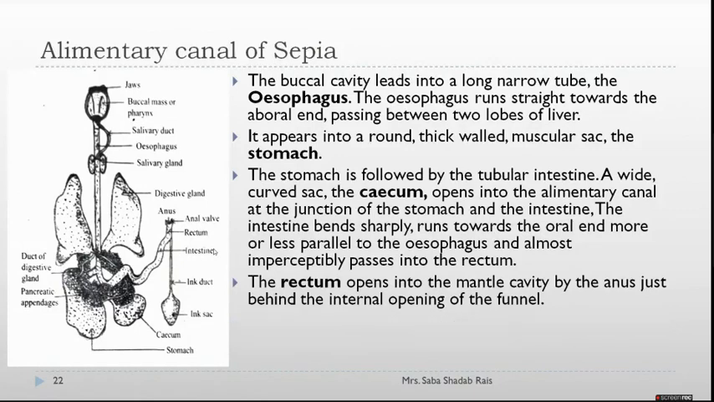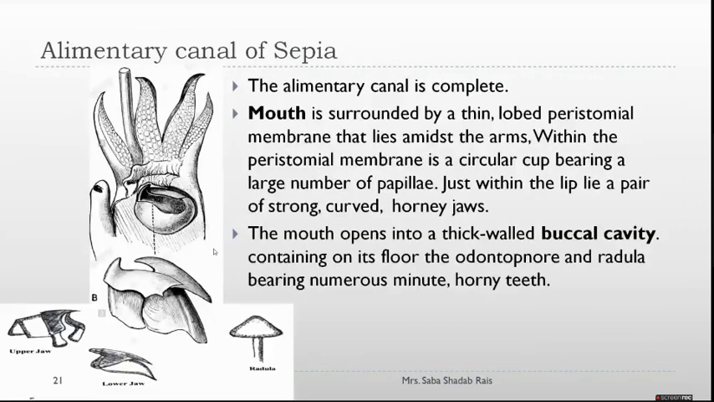So let us have a quick review of the alimentary canal once again. The alimentary canal is complete type. I have told you that means it will open from the mouth and end into the anus. Very quickly, one after another, we will talk about the parts it comprises from mouth till the end. First, the mouth. We know the mouth is very muscular. It will have the jaws, the radula, and the papillae, and all this adds to the chopping. Then thereafter, the buccal cavity. The buccal cavity will have the radula. The radula will have the minute horny teeth.